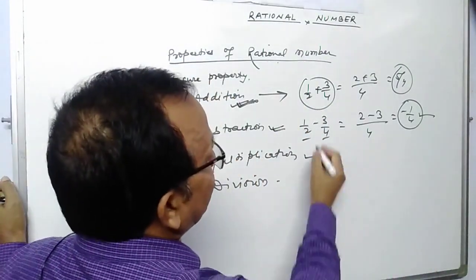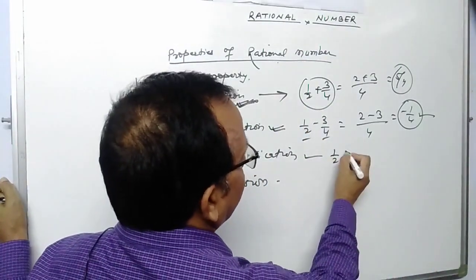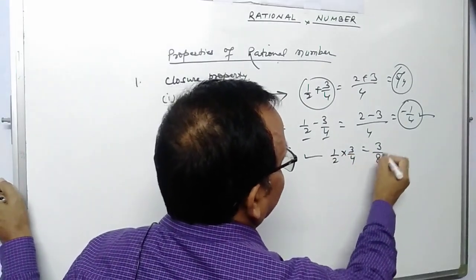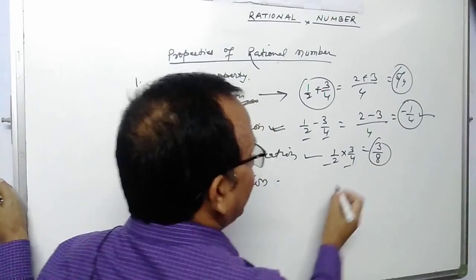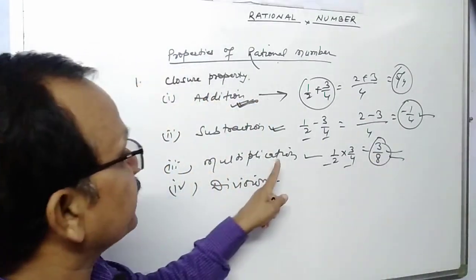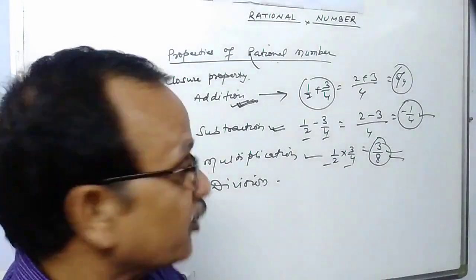Now in case of multiplication, same number we are taking again. 1 by 2 into 3 upon 4. How much you will get? 3 upon 8. Again, when we multiply two rational numbers, the resultant is again a rational number. So it is closed under multiplication also.